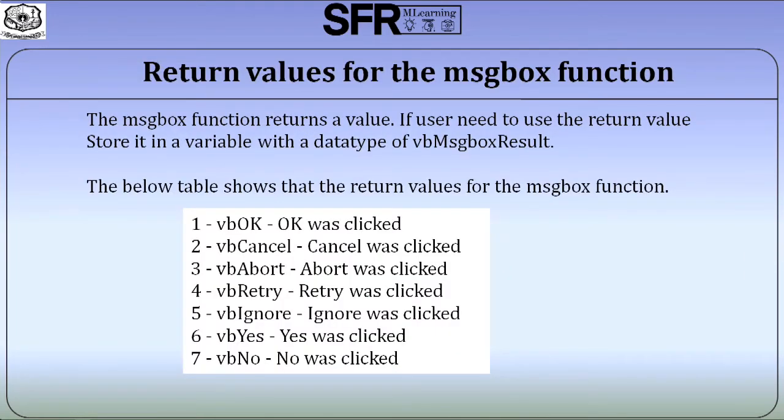Now let us see the return values for the message box function. The message box function returns a value. If the user needs to use the return value, store it in a variable with a data type of VbMsgBoxResult. The below table shows the return values for the message box function. Here is the example for return value of message box function. If the user clicked the OK button, it will return the value 1.